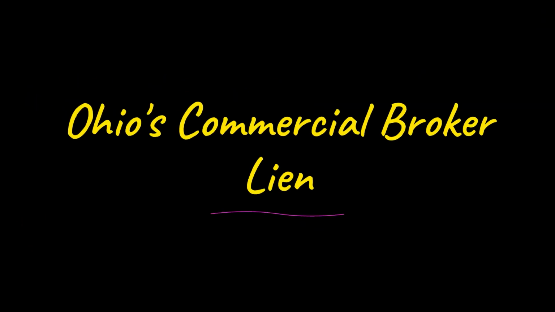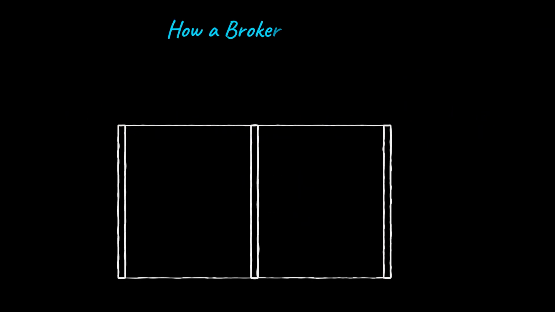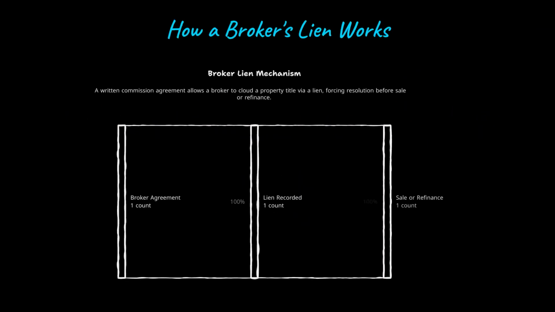Ohio law gives commercial real estate brokers a powerful collection tool: the right to place a lien on a property to secure an unpaid commission. This remedy changed the game for brokers handling large deals. When a broker has a signed commission agreement and the owner refuses to pay after performance, the broker records a lien directly against the commercial real estate.